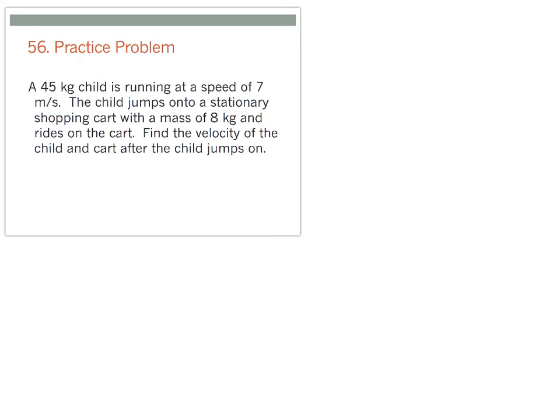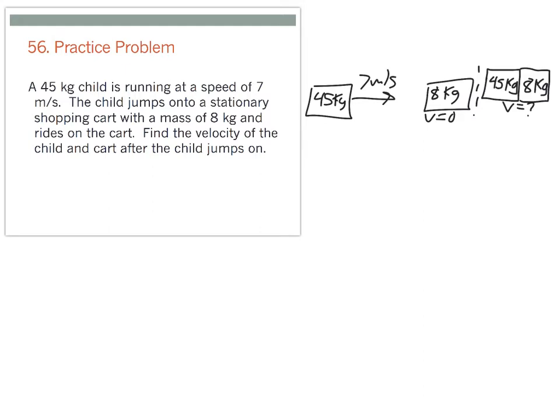The next thing we're going to talk about is center of mass, but to start that, we're actually going to look at a basic conservation of momentum problem. So in this case, we have a 45 kilogram child running at a speed of 7 meters per second, and they're going to jump onto an initially stationary shopping cart that has a mass of 8 kilograms, and then the two objects are going to be moving together at some final speed.